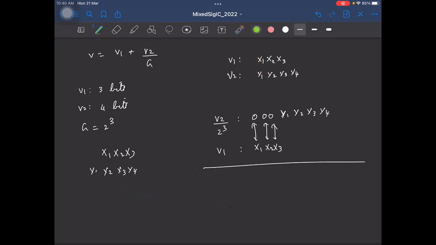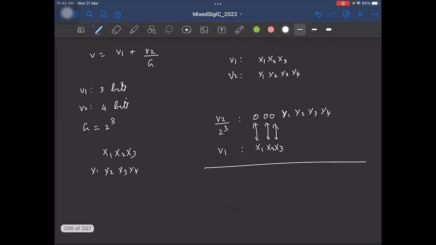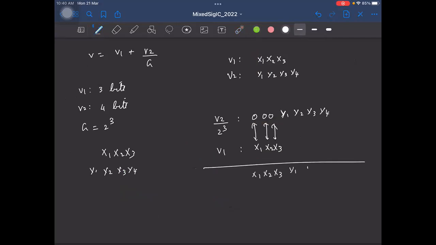So the moment you do that, I'll be adding x1, x2, x3 with these 3 zeros. The output will be x1, x2, x3, y1, y2, y3, y4. Is that okay? So now you see this operation is very straightforward. What I need to do is take the 3 bits from V1 and append the 4 bits from V2, and say this is my overall 7-bit output. So I just need to concatenate V1 and V2 like this. That's all.